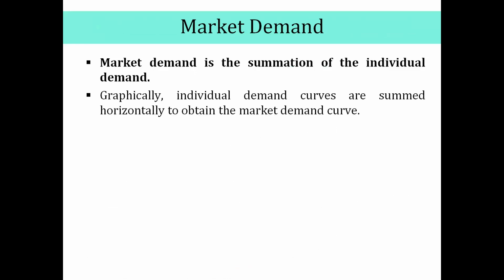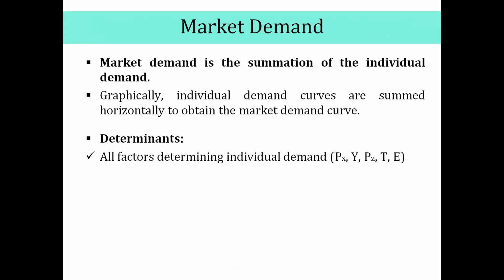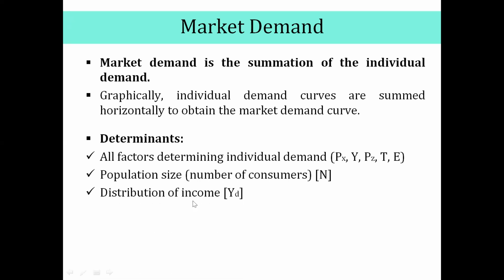Graphically, individual demand curves are summed horizontally to obtain the market demand curve. The determinants of market demand are all the factors determining the individual demand. In addition to that, the size of population, which measures the number of consumers, determines market demand. The larger the size of population, the larger the market demand will be, because there will be more consumers in the market. Distribution of the income and weather and climatic conditions.